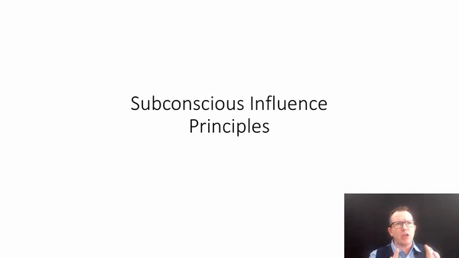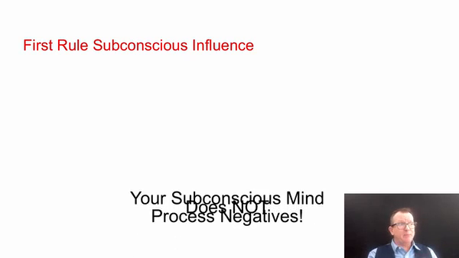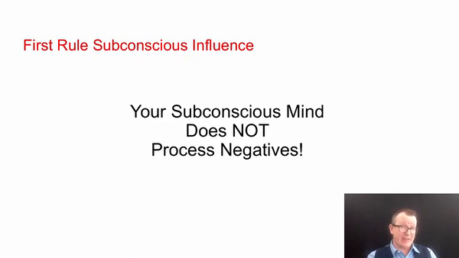So with that in mind, I want to cover a couple of subconscious influence principles. And this is kind of giving you some information about how our subconscious works. So, for example, the first key principle for me is that the subconscious mind does not process a negative. The subconscious mind does not process a negative. It's impossible to process a don't, a won't, a mustn't, a can't, or a wouldn't. Our subconscious is just not equipped to handle that.